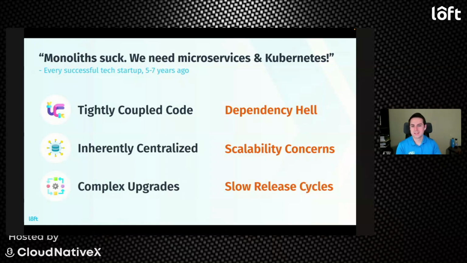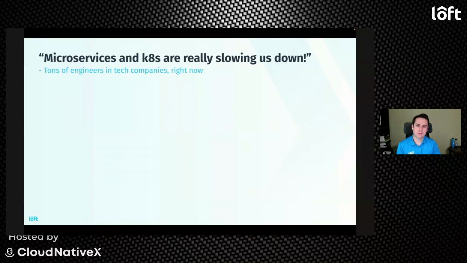So everybody was kind of moving on the new hype train of segmenting monoliths into different microservices, shipping them in containers, using tools like Docker and Kubernetes to orchestrate our microservices in the cloud. And that solves a lot of these concerns, but it introduces new concerns because microservices and Kubernetes may really slow you down. And a lot of engineers actually are facing this right now. That's why we're talking about it in this session.